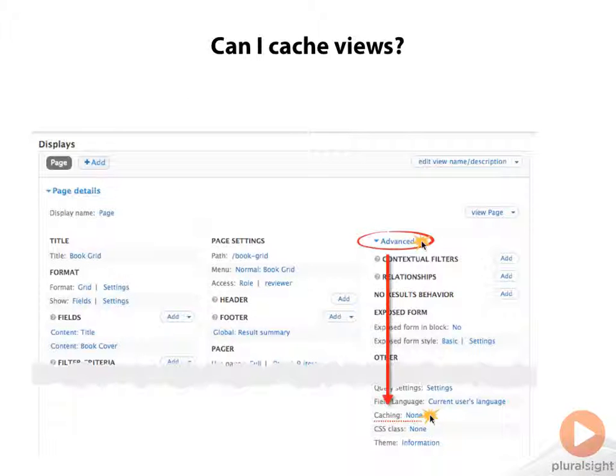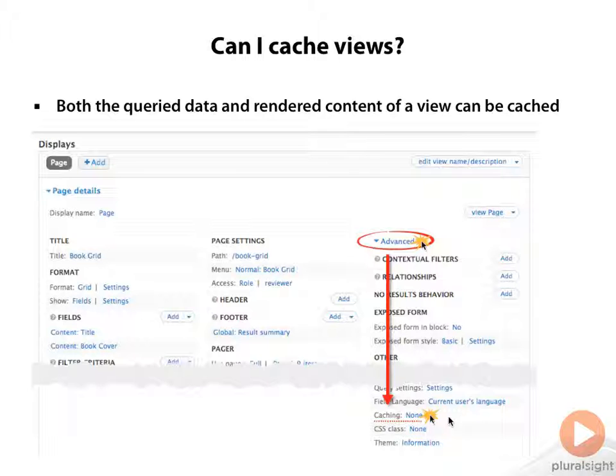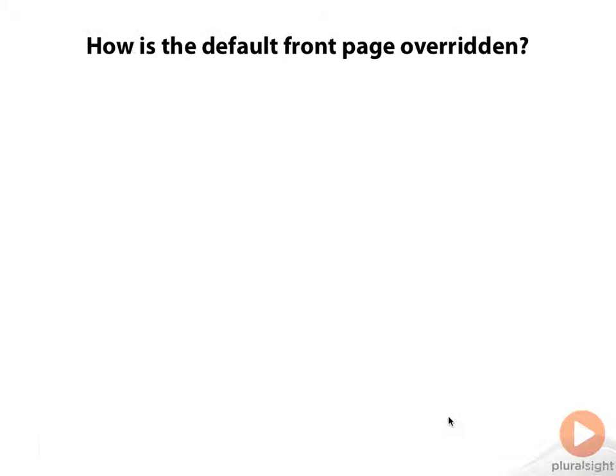Now, if you are going to use something like a view for something as potentially high volume as the front page of your site, you might want to configure cache settings. As we'll see in a moment, you can use time-based caching either for the queried data and/or the rendered content that's being displayed for a particular view.